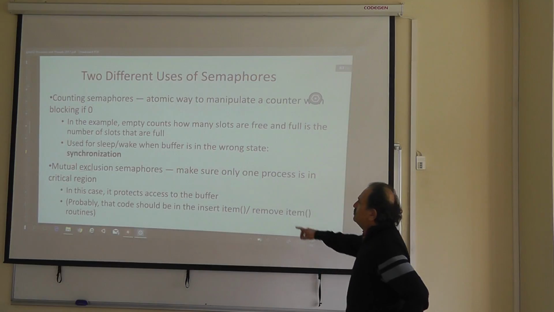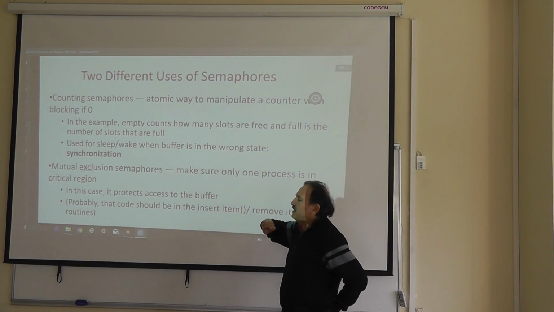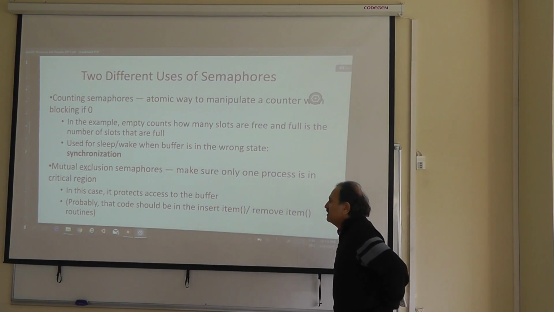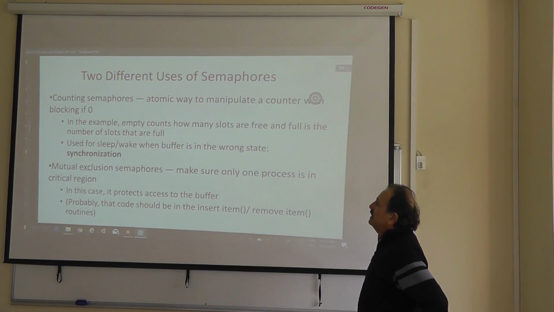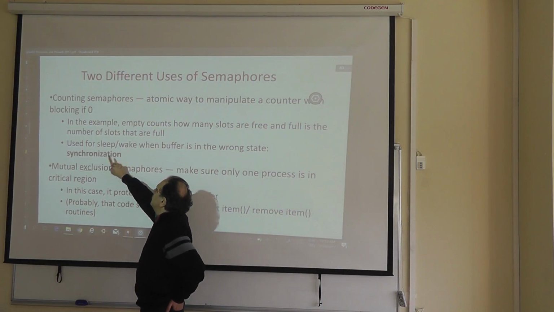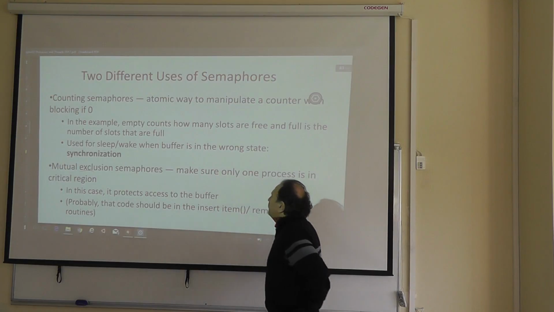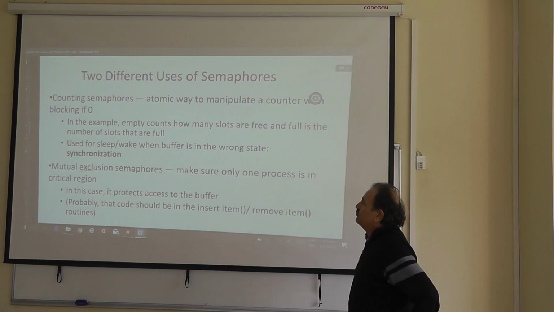For the mutual exclusion semaphore, it protects access to the buffer only. It doesn't care about how many slots are available, how many are full, how many are empty. The counting semaphores are used for synchronization. They are used for sleep and wake up when the buffer is in the wrong state.